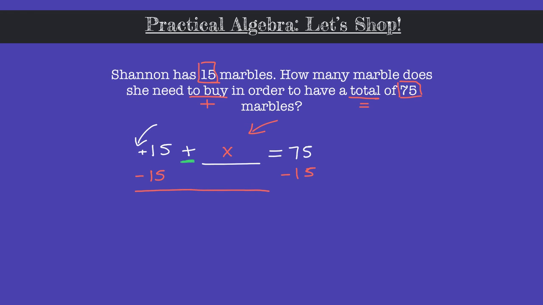So 15 minus 15 is 0, and we end up with simply a positive X or plus X. And that is going to be equal to 75 minus 15, which is going to be 60. So in this case, Shannon has to buy 60 marbles in order to have a total of 75.